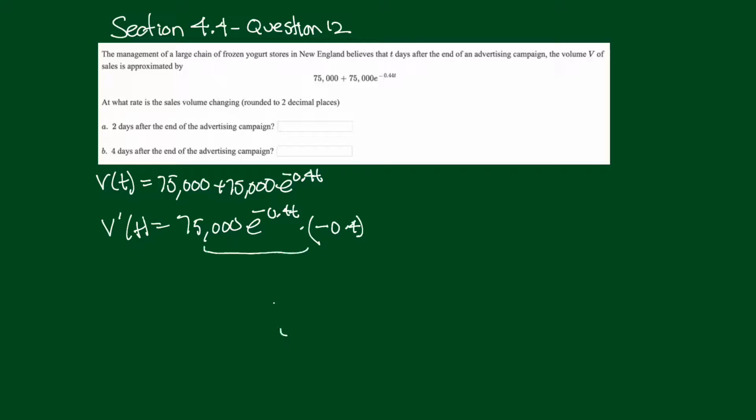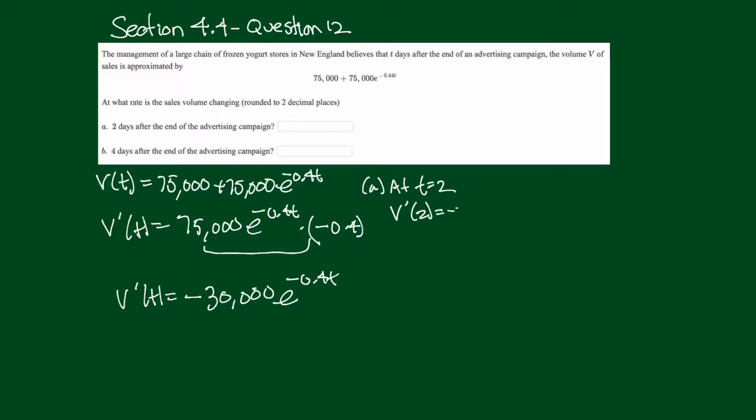So I'm going to multiply these two together, and I'm going to get V prime of t is equal to negative, now 75,000 times 0.4, I got 30,000 for that. And then we still have the e to the negative 0.4t. So in part A, at t equals 2, right, so 2 days after the end of the advertising campaign, V prime of 2 will be negative 30,000 e to the negative 0.4 times 2. So that's a calculator problem.